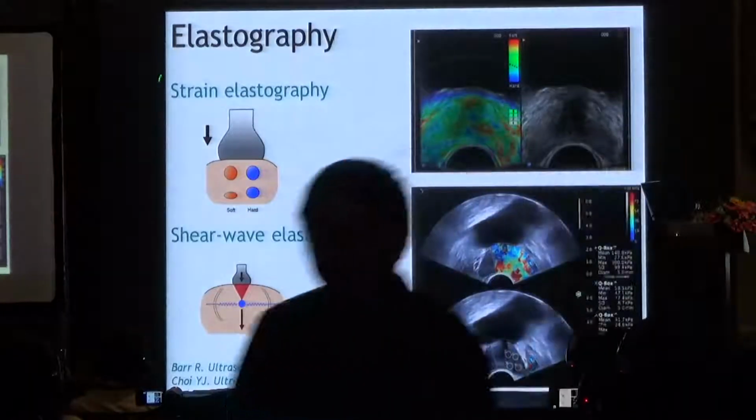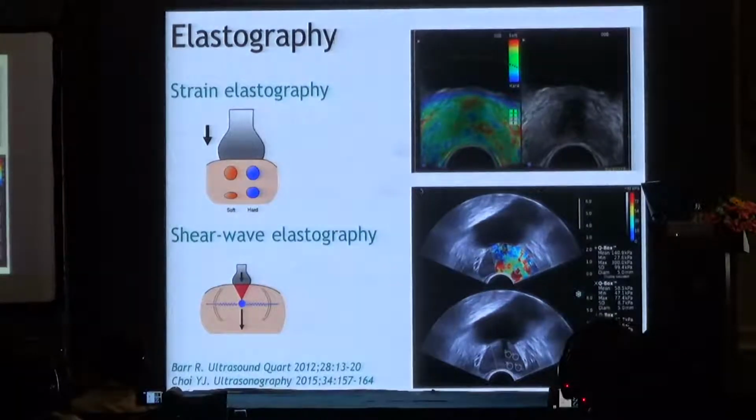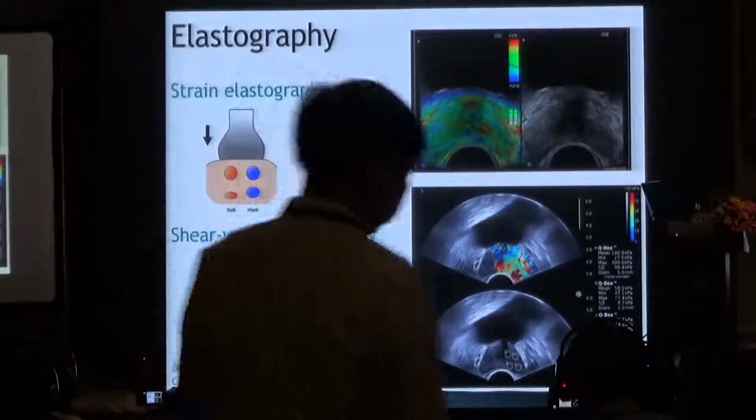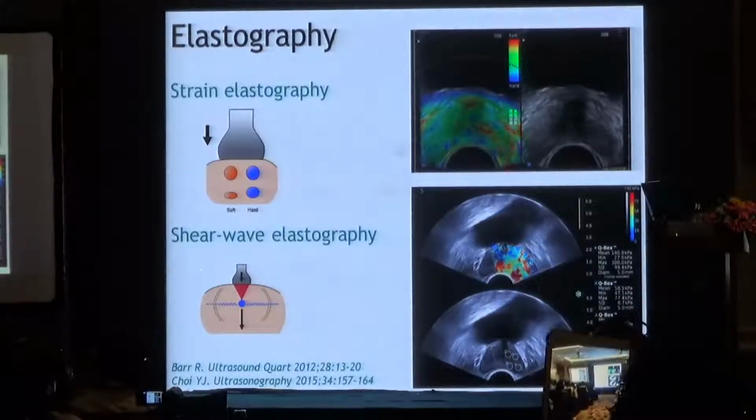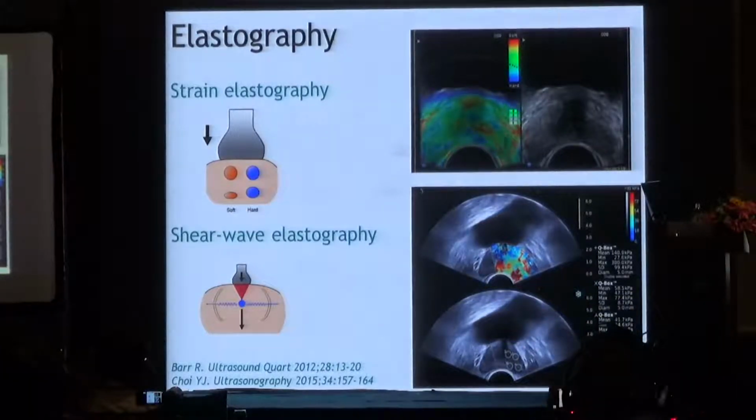Basically we can use both strain elastography and shear wave elastography. With strain elastography, we need skill to make an even, smooth compression. But with shear wave elastography, we do not need that technique because the ultrasound transducer can make the acoustic compression and make a shear wave. So this is the image of strain elastography showing a quite homogeneous normal prostate. And this is the shear wave elastography showing the abnormal, hard area here.